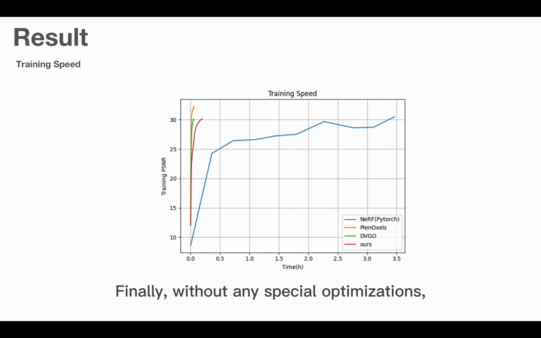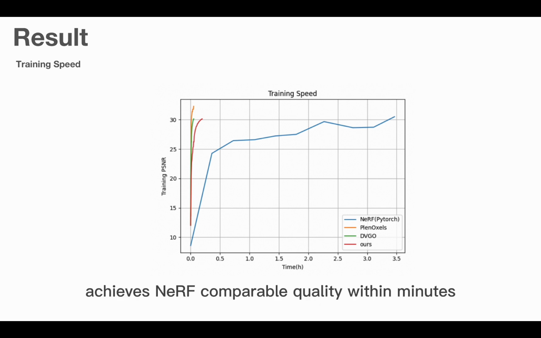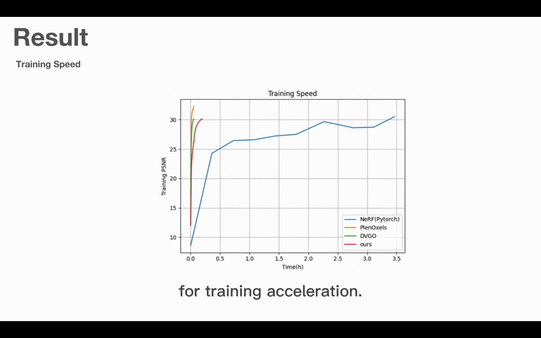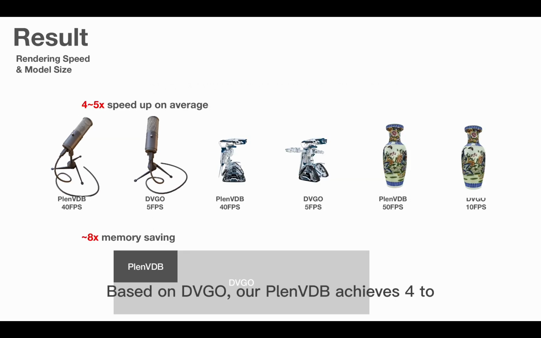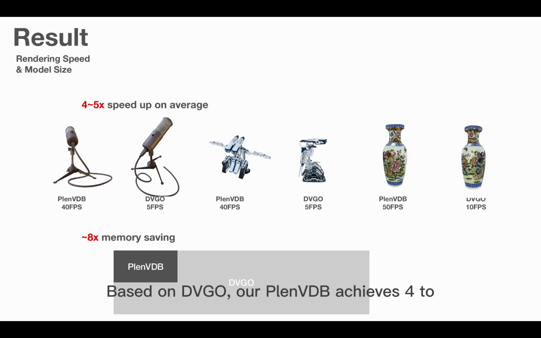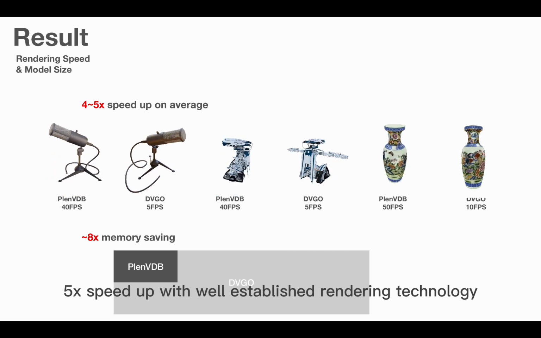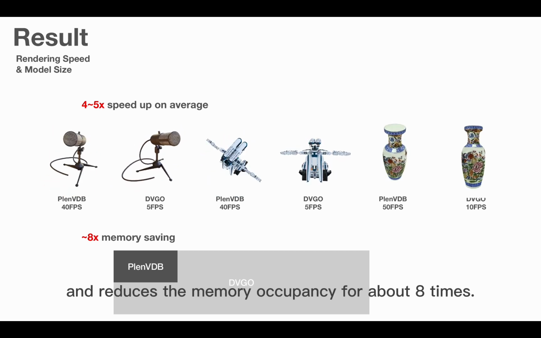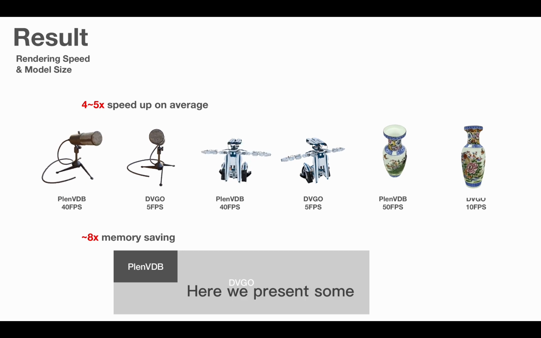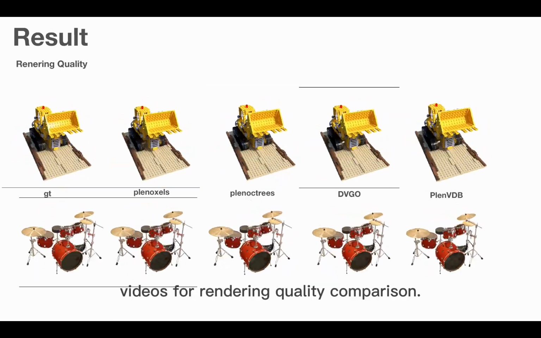Finally, without any special optimizations, our PlenVDB achieves NeRF-comparable quality within minutes. And the speed is close to the state-of-the-art works for training acceleration. Based on DVGO, our PlenVDB achieves a 4 to 5x speedup with well-established rendering technology, and reduces the memory occupancy by about 8 times. Here we present some videos for rendering quality comparison.